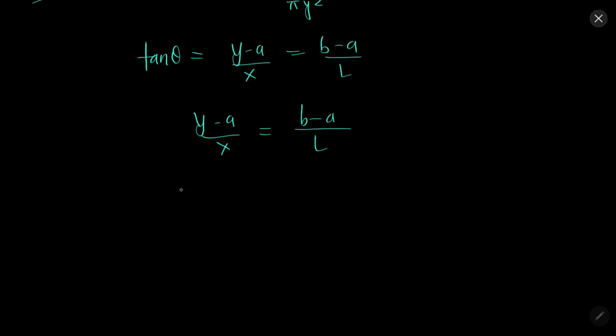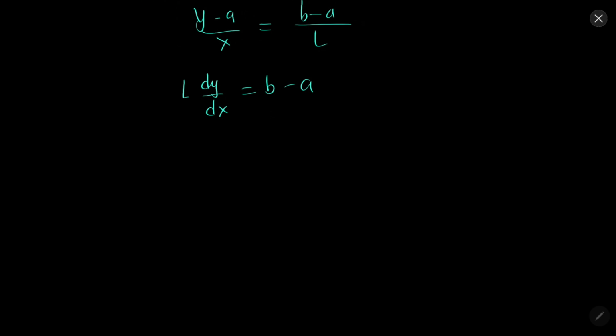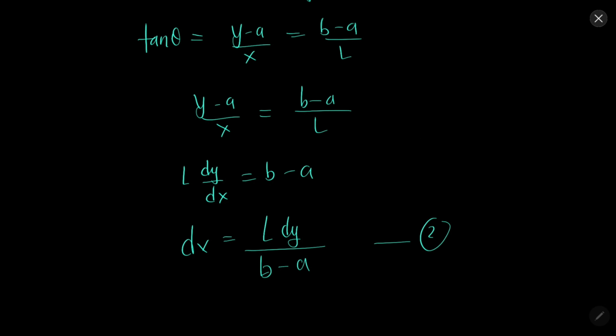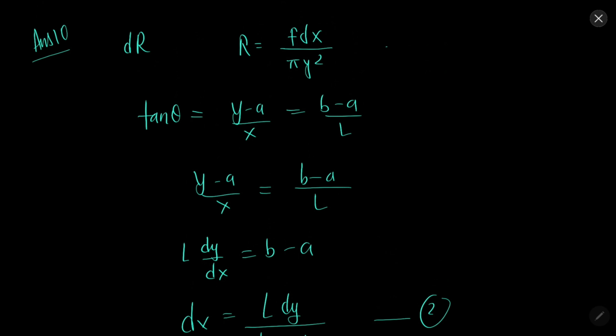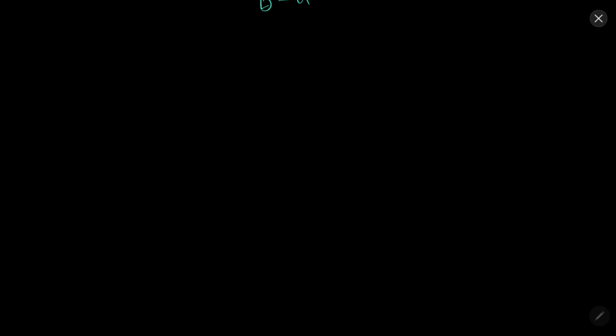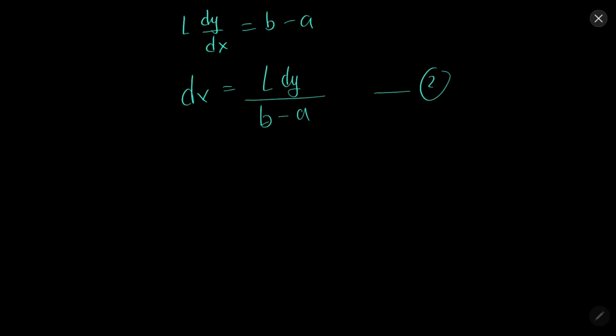From here, L dy by dx will come out to be b − a, and dx will be L dy over (b − a). Let this be equation 2. Let this be equation 1. Now after this, putting the value of dx in equation 1, dR will be ρL dy over πy²(b − a).